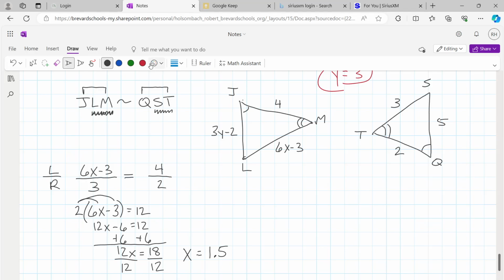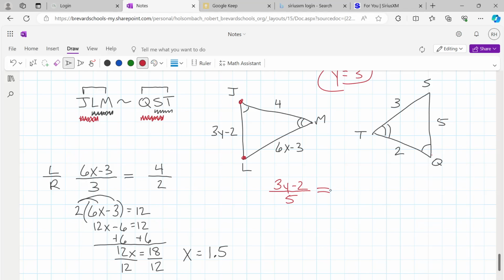And then we're going to solve for y. All right, so when we solve for y, we're going to use this 3y minus 2. I'm going to use it in the numerator. So 3y minus 2. That is side JL. Side JL is right here, first and second letter in the description. It corresponds to the first and second letter in the description, which is QS. And Q to S is 5. So our 3y minus 2 goes over the 5. We're going left shape over right shape. We're going to set it equal to.